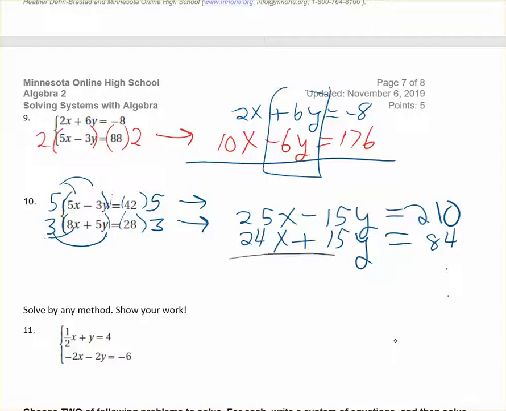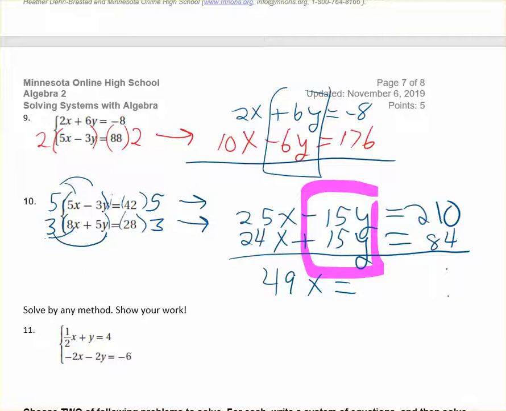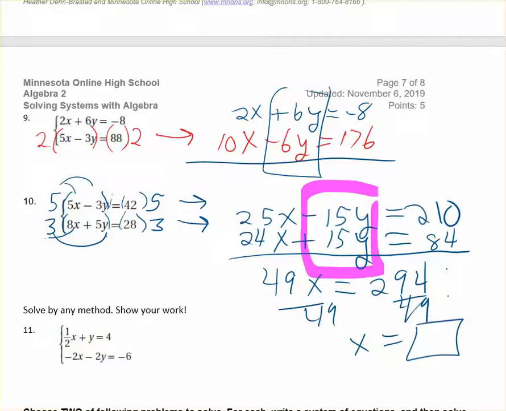All right, now we are ready to add them together. We're ready to do the elimination part because we have minus 15y plus 15y. So they'll cancel out, and I just have to add the 25x plus 24x. And then on the other side, I have to add the 210 plus the 84. And then I can finish solving to find what x is equal to. And remember, once you know what x is equal to, you still need to take that value and plug it back into one of the equations to find y.